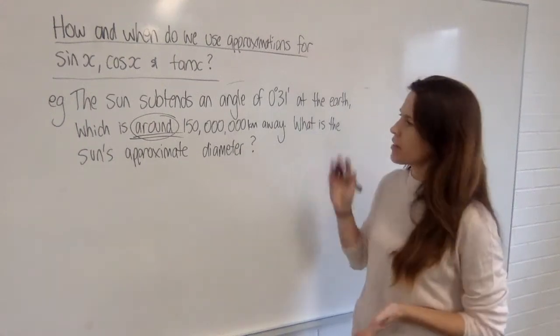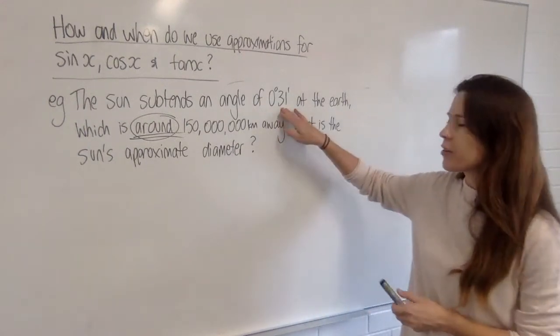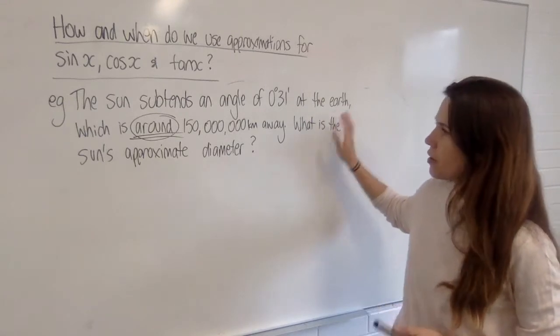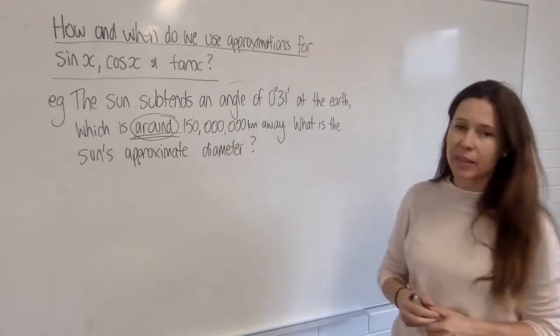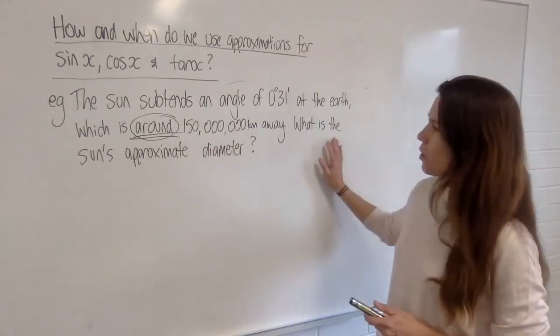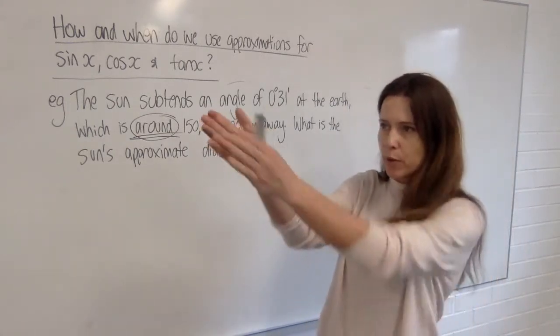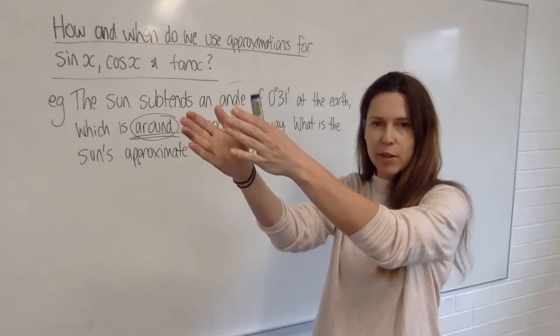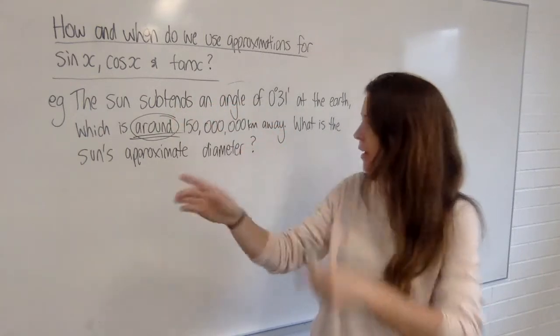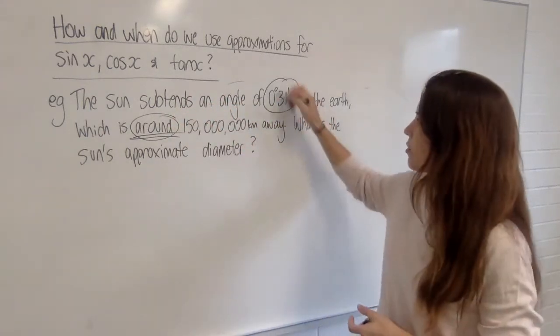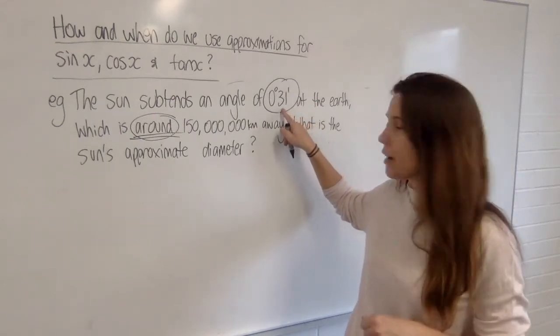In this example, the sun subtends an angle of 0 degrees 31 minutes at the Earth, which is around 150 million kilometres away. What is the sun's approximate diameter? Now, picture somebody on the Earth looking at both sides of the sun, opening up an angle and seeing how big the angle is. It's a small angle, less than 1 degree, roughly half a degree.